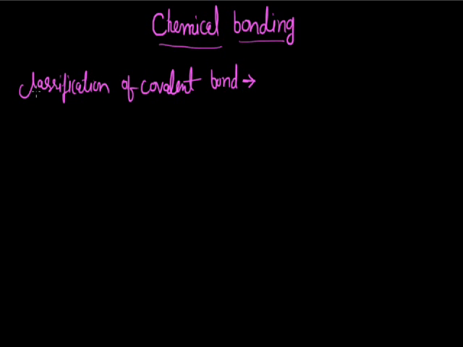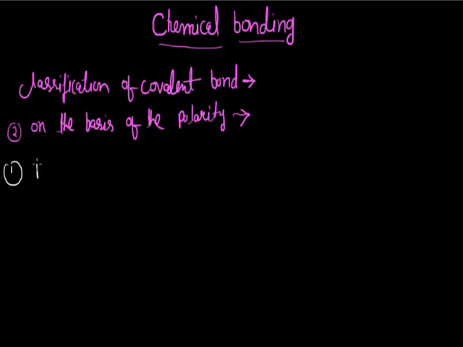As we already discussed, the first criteria depends upon the number of covalent bonds formed between two atoms, and the second criteria is on the basis of polarity. On this basis, the covalent bond is classified into two categories. The first one is polar covalent bond.